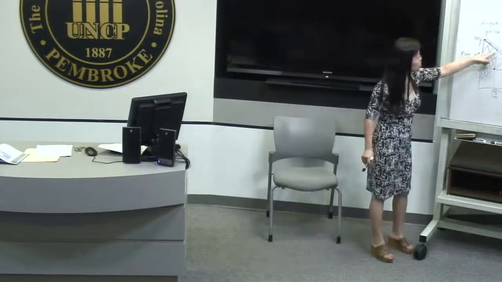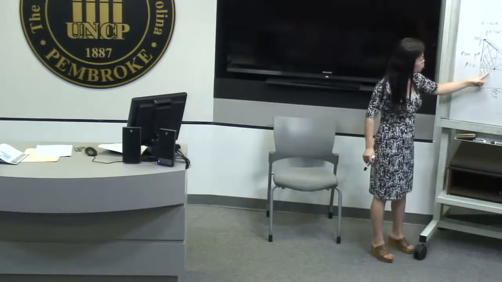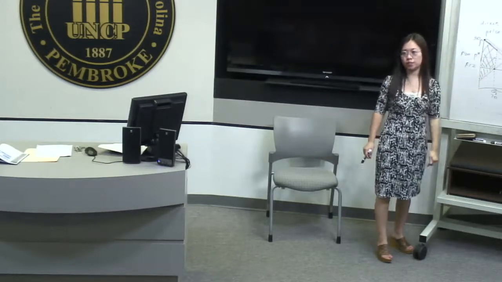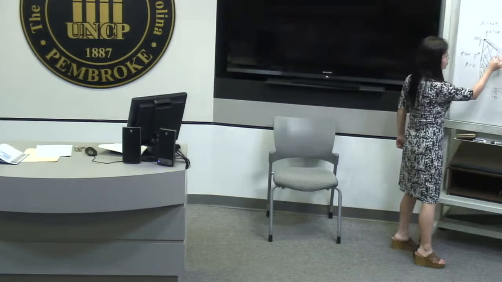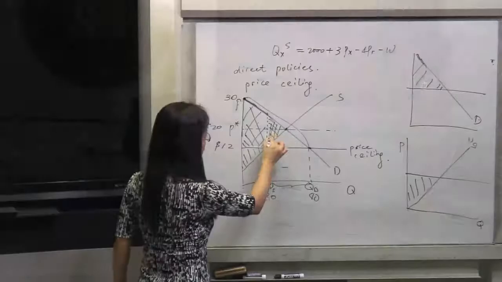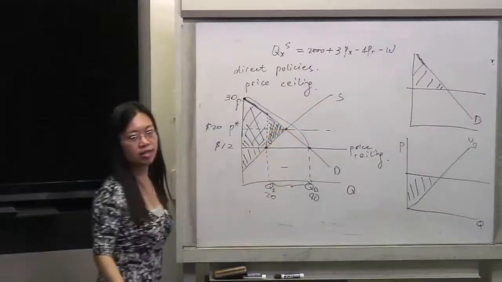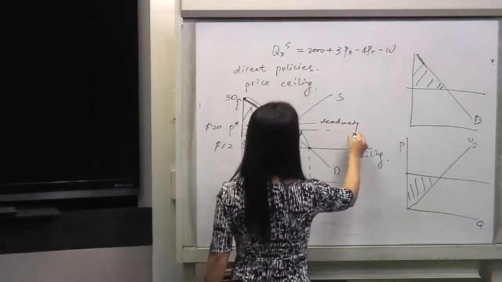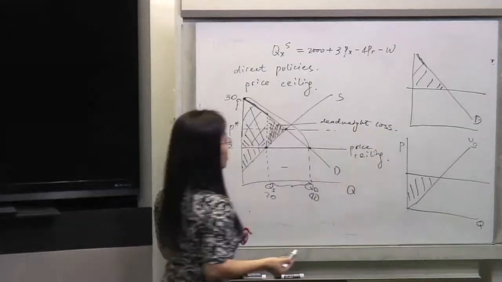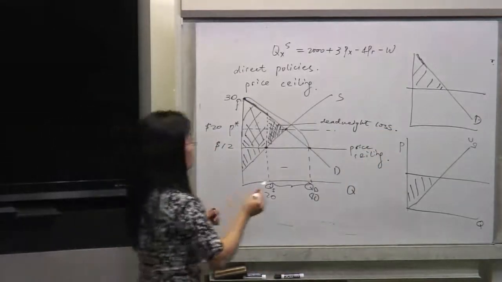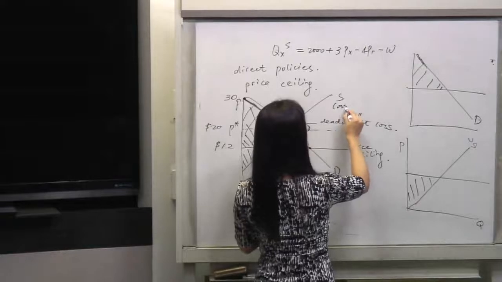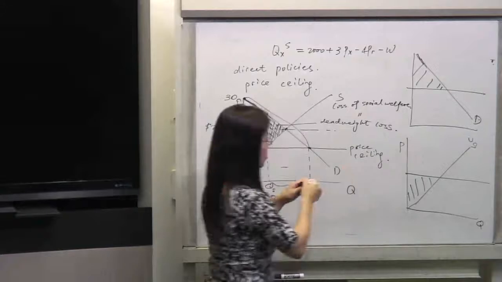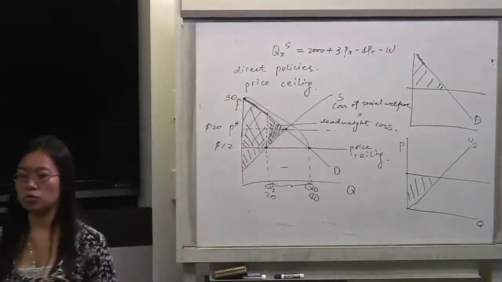So this is the consumer surplus, this is the producer surplus, and this is the social welfare. In this situation, we call this area what? Does everybody know what it is? It's called the deadweight loss. Deadweight loss is just the loss of the social welfare due to the government's policy.